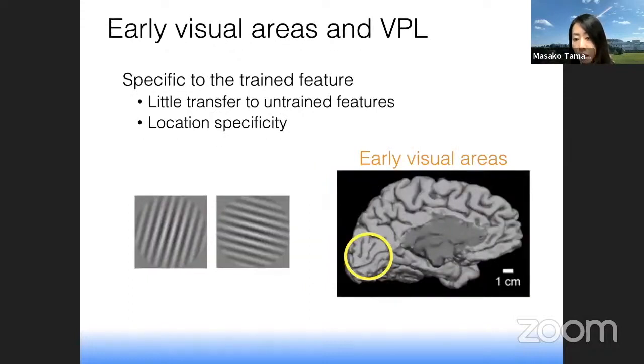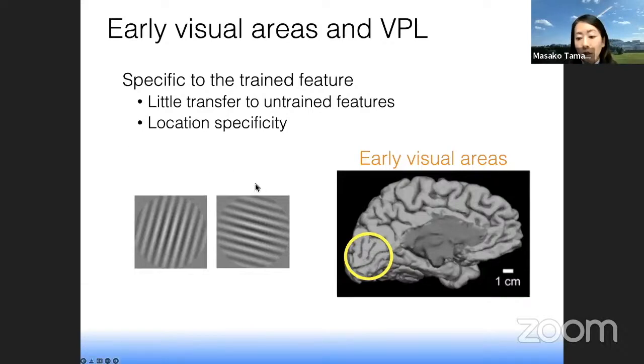And with training, as I mentioned, you will have better sensitivity to various low-level visual features. For example, people can be trained to better discriminate the differences in the orientations of the stripes. These are the examples of the visual stimuli used in experiment. And this effect of learning does not easily transfer to untrained features, including visual location. For example, if you're trained with an orientation in one of the visual fields, say upper left visual field, then the training effect does not easily transfer to an untrained visual field, such as upper right visual field. And this is known as location specificity.